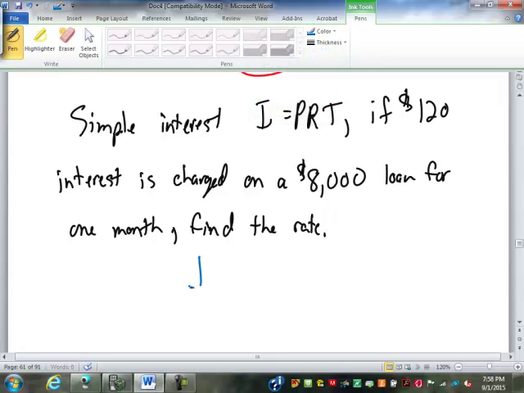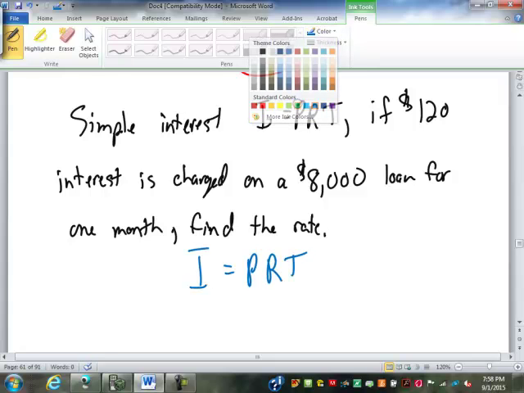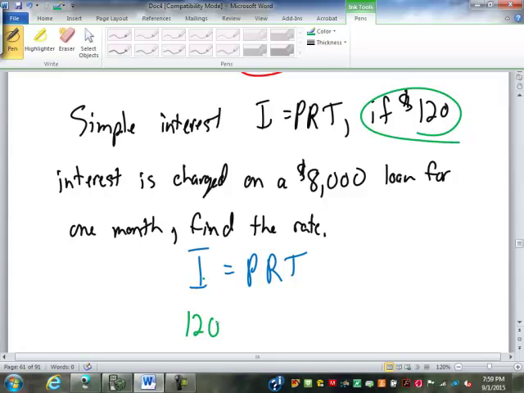So we have that formula, I equals PRT. I is our amount of interest. Do we know that? 120. Do we know the principal? That'll be the 8,000. Do we know the rate? Find the rate. So that's going to be R. We're just going to leave that in as a variable. Time is a little tricky. 1 month. Now, time is always given in years. So 1 month would be 1/12 of a year.